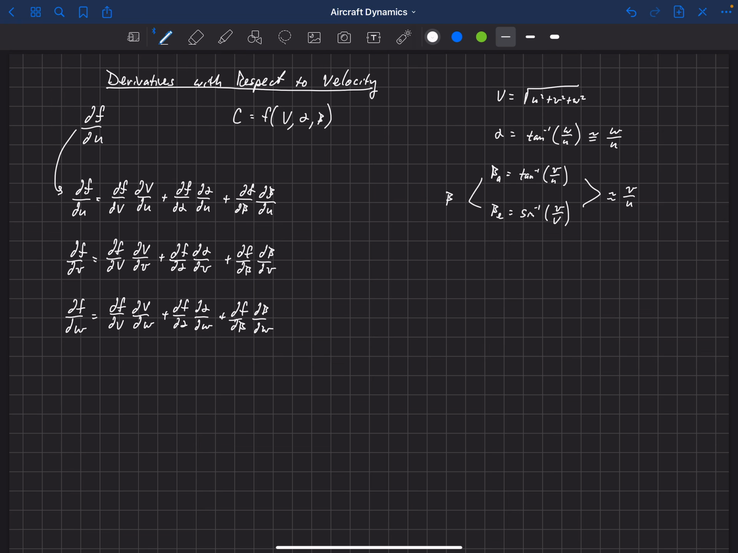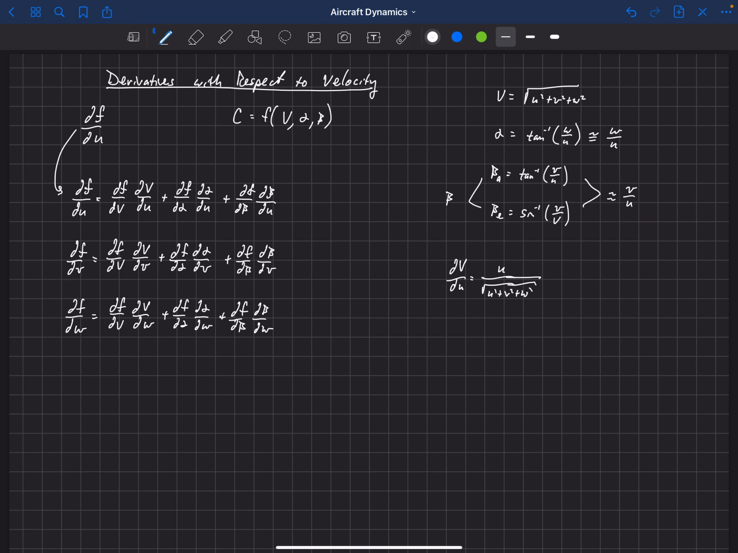Okay. All right, so now we need to figure out what these derivatives are. These dV/du, d alpha/du, d beta/du, d alpha/dv, d beta/dv. All of these we need now. So we can get those from these relationships over here. So the first one here, the partial of capital V with respect to u. If you just take the derivative of this equation with respect to u, what we get is u over the square root of u squared plus v squared plus w squared.